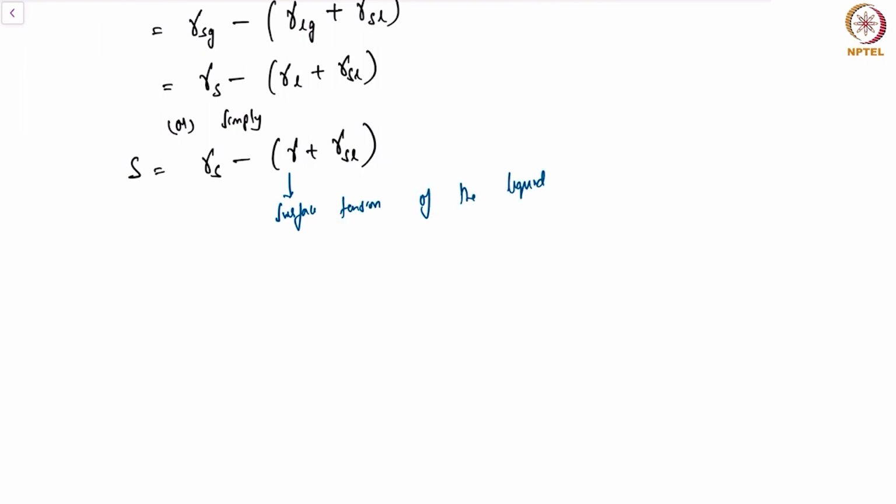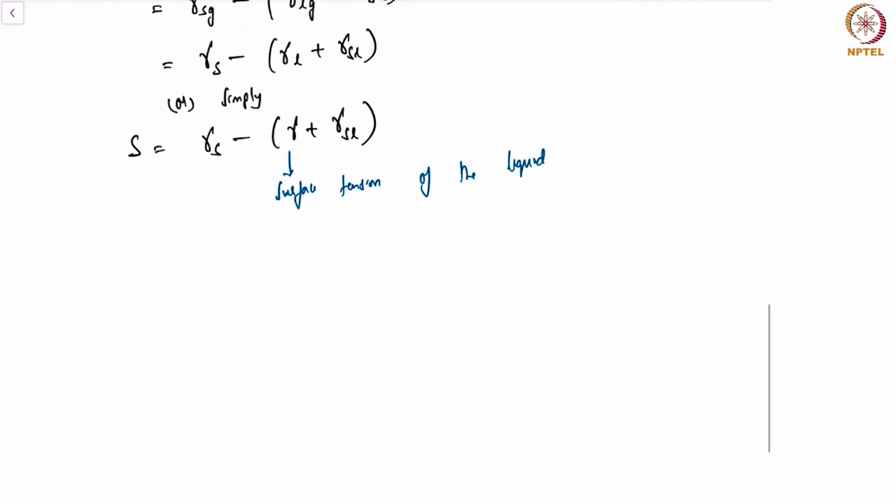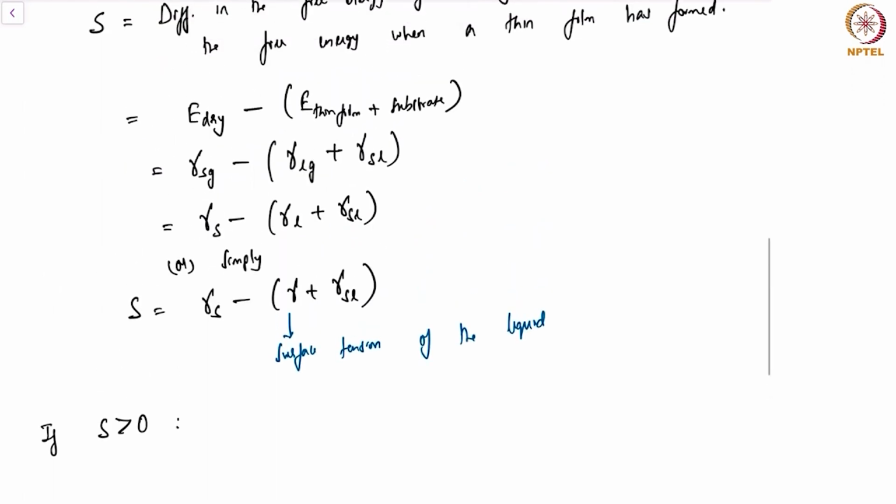Now, if this quantity is positive, if S is greater than 0, then what does it tell you? It tells us that the free energy of the dry state is more than the free energy of configuration 1, where we have a thin film that is formed.